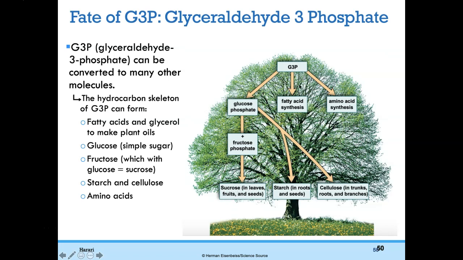G3P can also be made into fatty acids and glycerol to make plant oils, like olive oil, right? The olive plant requires photosynthesis to make G3P, so it can then be made into oil. And of course, we can compress and extract the oil from olives, the fruit. G3P can also be made into amino acids which can be built into proteins. So G3P, which is a product of the Calvin cycle, could be converted to the building blocks of a plant cell.